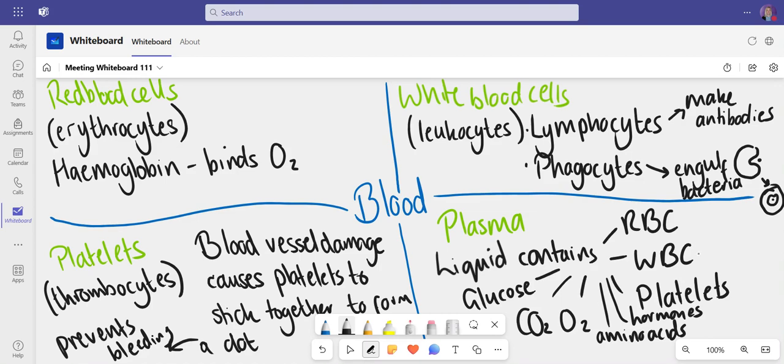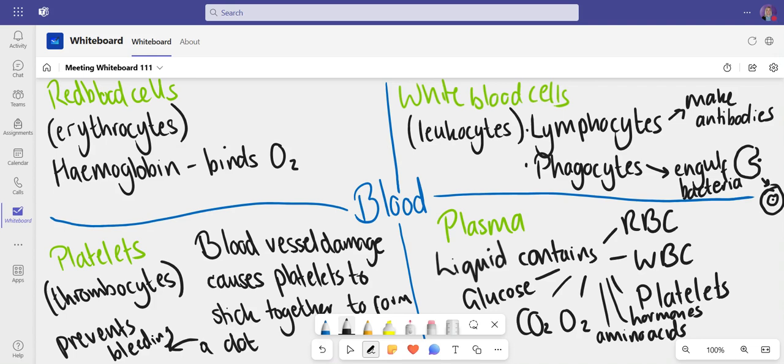So it contains these three other types of blood cells, which we've talked about already, but it also contains some other things dissolved in it as well. So that's our blood, and you've come across blood before, and we hear about blood day to day, but we actually have other liquids in our body as well, which we'll go on to talk about next.